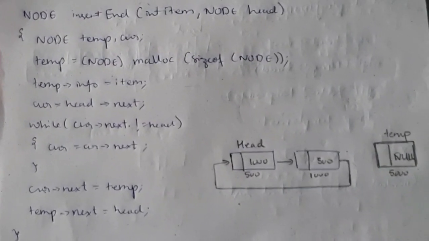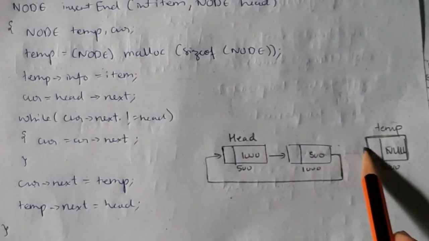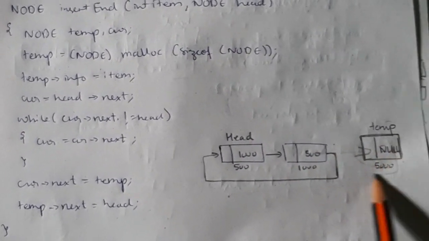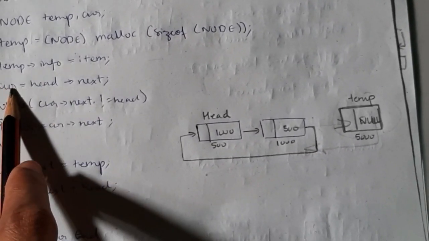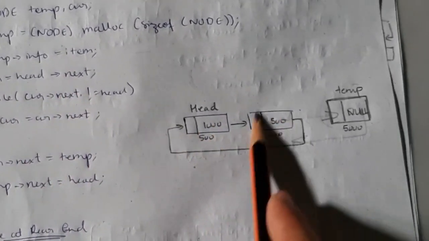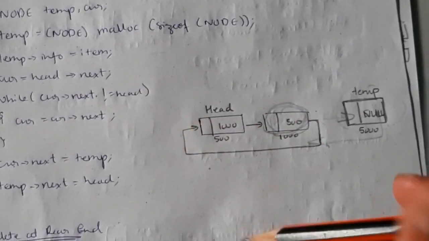Inserting a node at the end is also the same. You'll have a temp here, and if you want to insert at the end, you'll make this point to this, and then this null will be pointed to head, okay. Let's see how it happens. First you will make current equal to head arrow next, meaning the first node. This is the first node. Current will point to the first node. Current will have this node, okay.